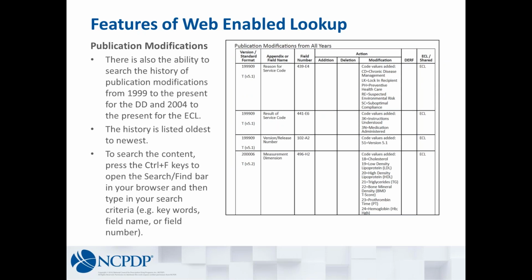There is also now the ability to search the history of publication modifications from 1999 to the present for the data dictionary, and then from 2004 to the present for the ECL. It's listed oldest to newest, and you use the search functionality on your browser to type in your search criteria to locate any information. So if you would like to find out everything that ever happened for reason for service code within the modification log, you could search on that particular criteria.